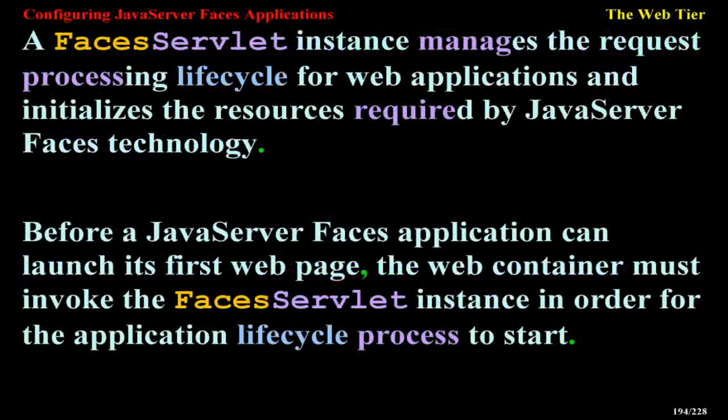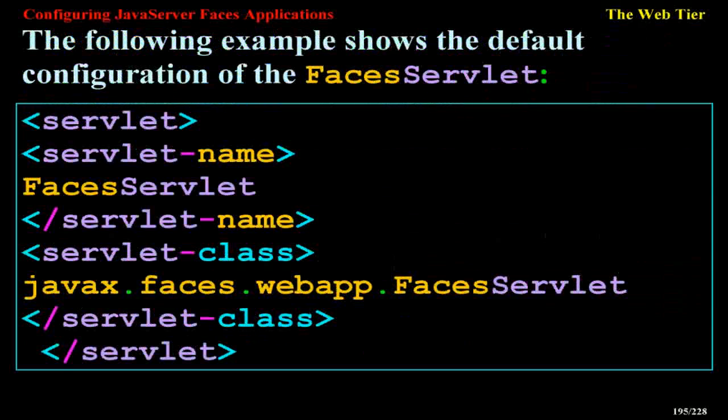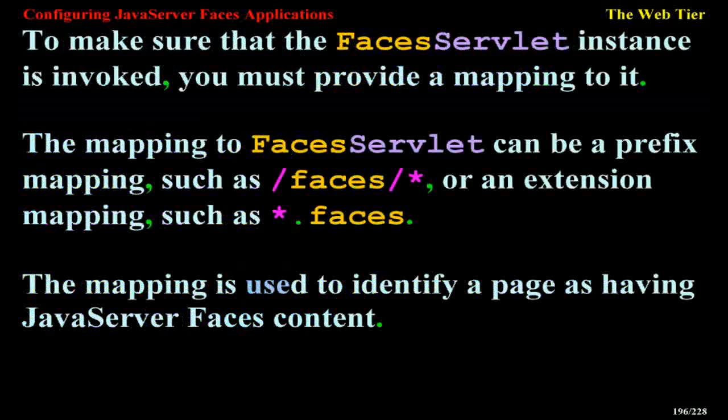Before a JavaServer Faces application can launch its first web page, the web container must invoke the FacesServlet instance in order for the application lifecycle process to start. The following example shows the default configuration of the FacesServlet. servlet-name, Faces Servlet, servlet-name, servlet-class, javax.faces.webapp.FacesServlet, servlet-class, servlet. To make sure that the FacesServlet instance is invoked, you must provide a mapping to it.